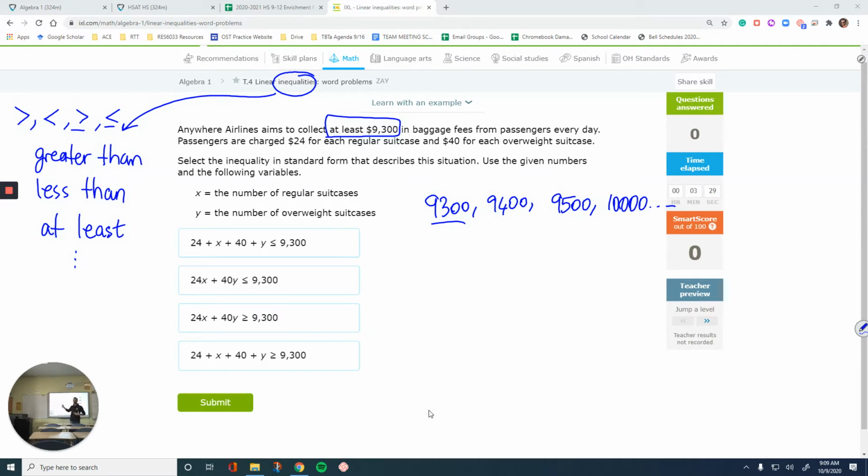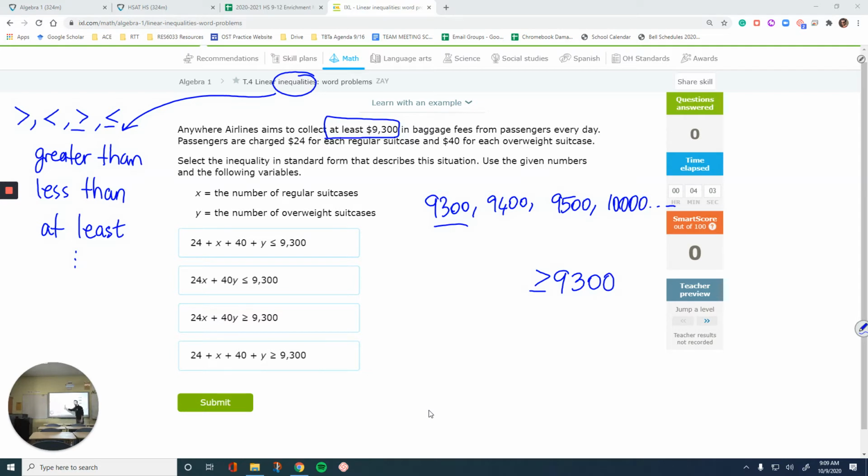So you need to think about what you read and then ask yourselves yes or no questions. Could it be this much? Could it be that much? Could it be less than that? What does that statement mean? Once you figure that out, you're going to eliminate two of your answers right away. At least that much means it can be that exact same number or more. So our sign is going to look like this.